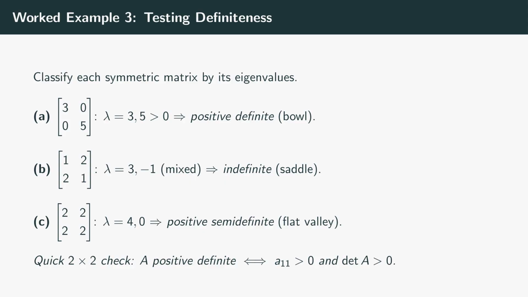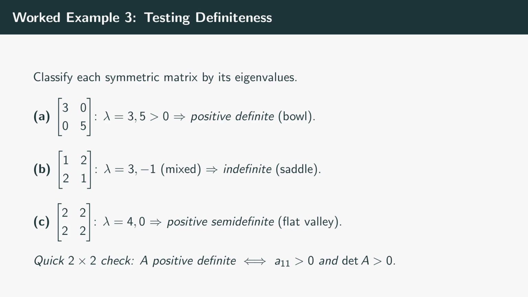Let's classify three symmetric matrices by their definiteness. Case A, a diagonal matrix with 3 and 5 on the diagonal. The eigenvalues of a diagonal matrix are just its diagonal entries, 3 and 5, both positive, so this is positive definite. A bowl.